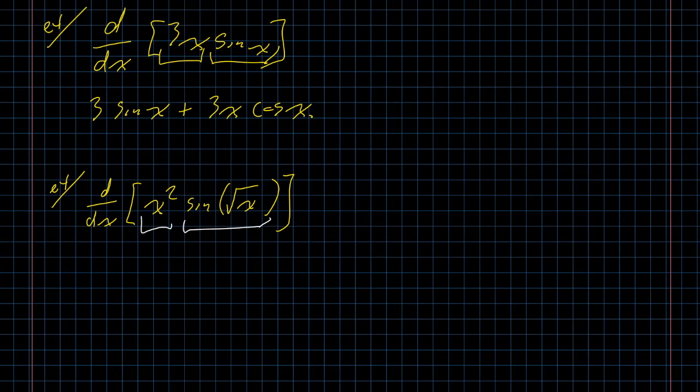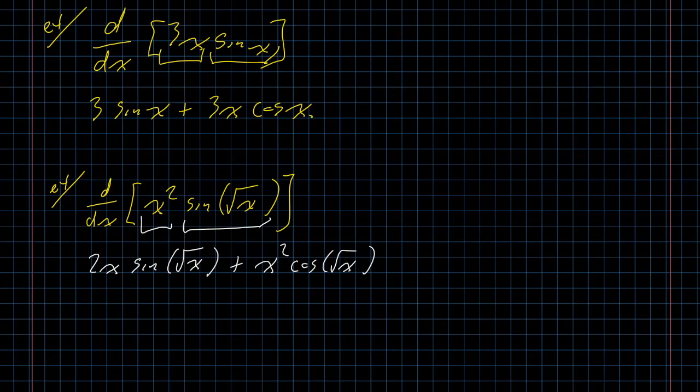So we want the derivative of the first thing. The derivative of x squared is 2x, and then the second function is left alone, sine of the square root of x. Then we want the first function left alone, the derivative of the second function. The derivative of sine is cosine.